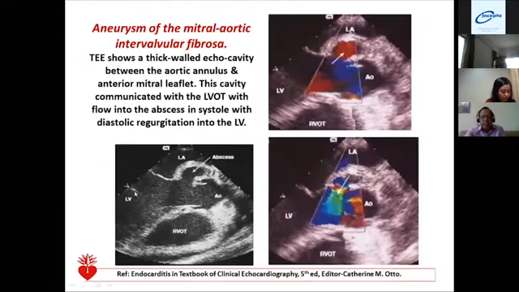How does it look like? This is an example of a mycotic aneurysm at the aortic root. You can see this is the mycotic aneurysm. This is the transesophageal echo. This is the anterior mitral leaflet. This is the non-coronary cusp of the aortic valve, and you can see the color. In systole it enters into the aneurysm, in diastole it comes out of the aneurysm.